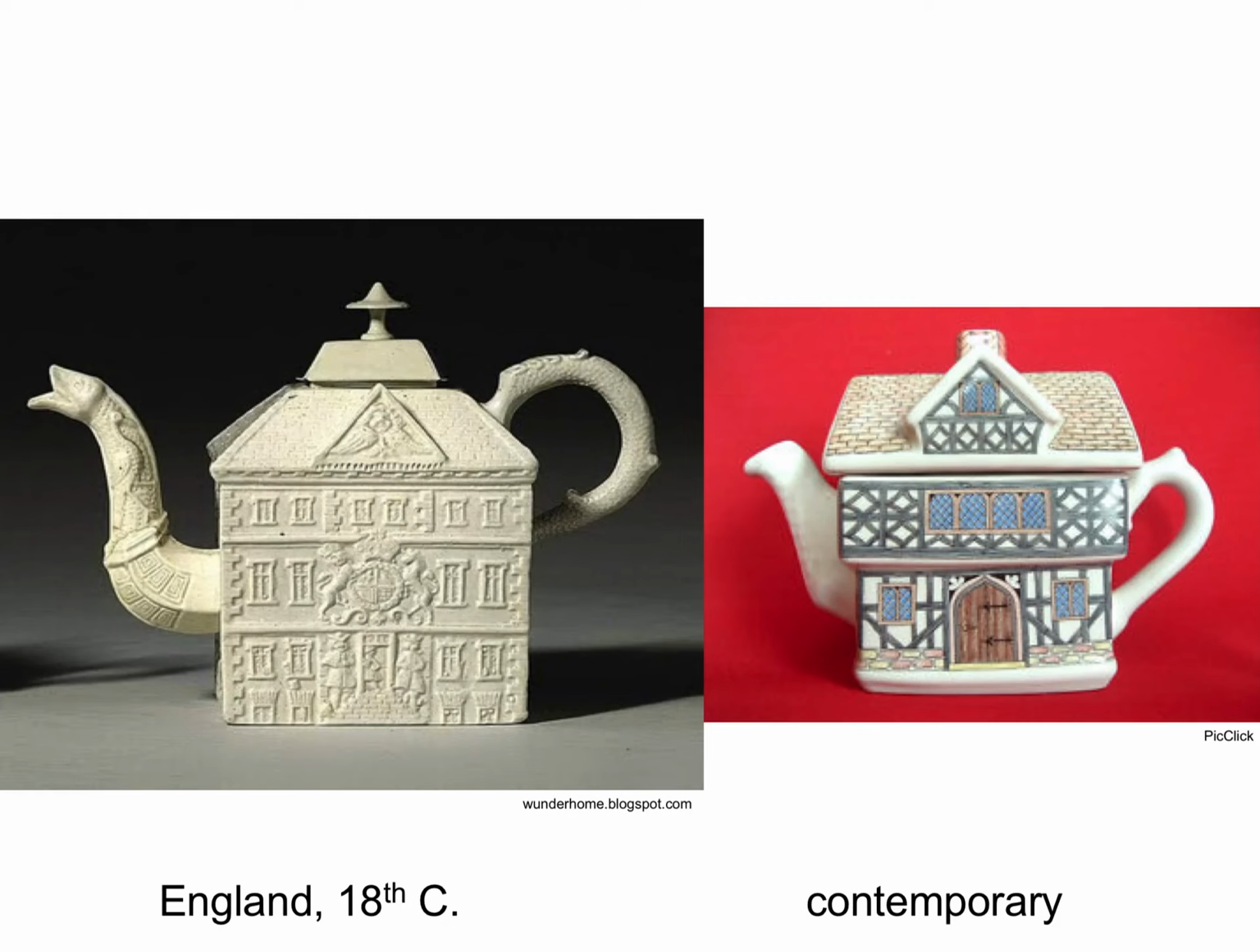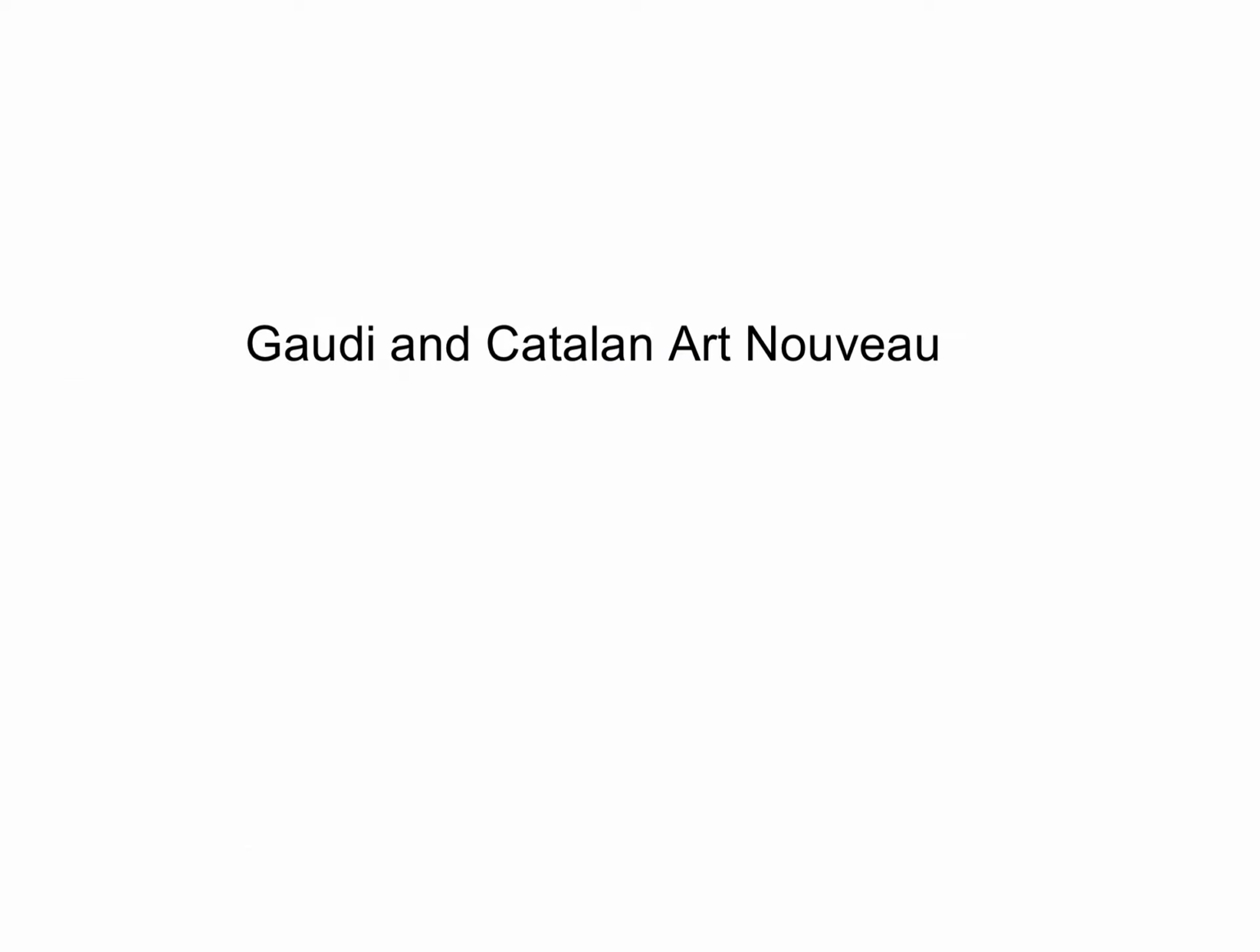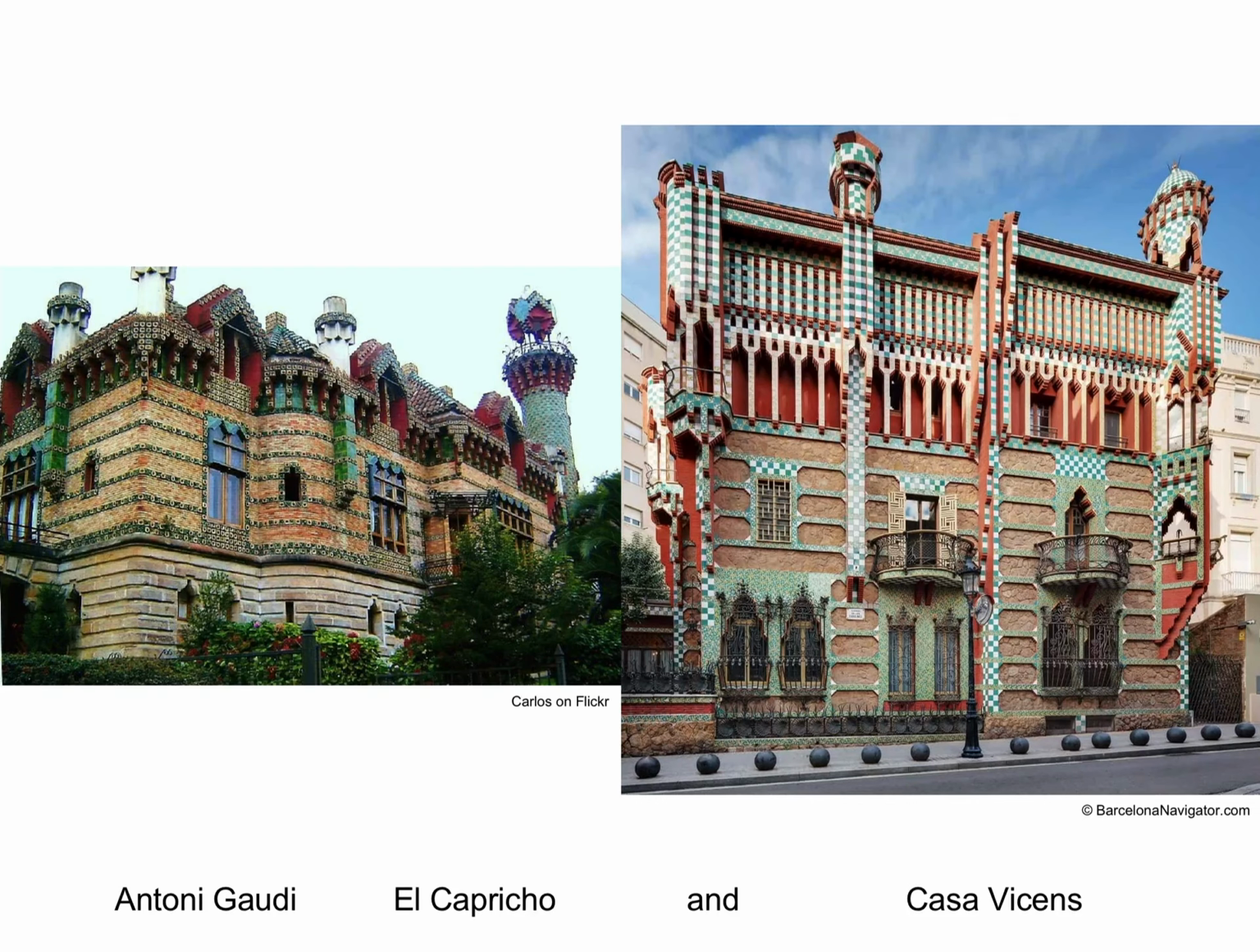And two examples from England, one from the 18th century and a contemporary one as a cheap souvenir ware. Let's have now a section on Antoni Gaudi and Catalan Art Nouveau architecture from Spain, because it's quite extraordinary how Gaudi and contemporaries and followers used ceramic, bricks, and polychrome tiles on extraordinary buildings found all over Barcelona and all over Catalonia in Spain.